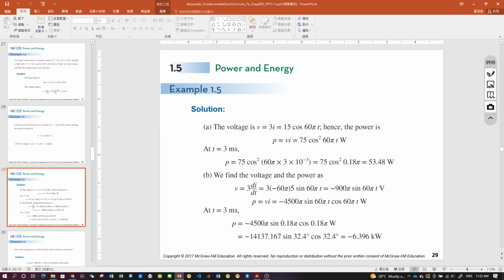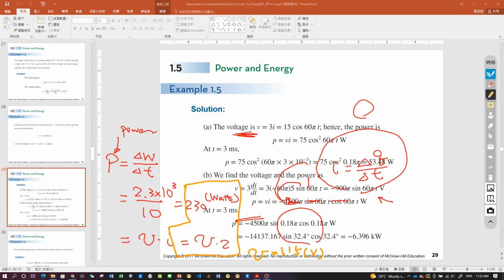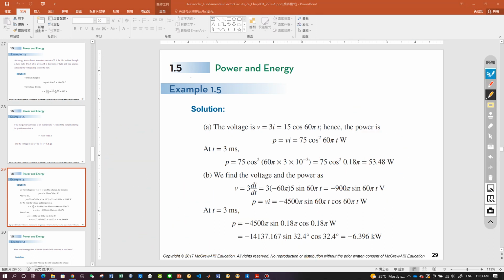I think I leave this one to you. It's just so simple. The voltage is here, so the power is V times I. This is only a simple calculation. Here I is equal to 5 cosine 60 pi t. So the voltage is here, and you multiply these two together at 3 milliseconds. Use your calculator.